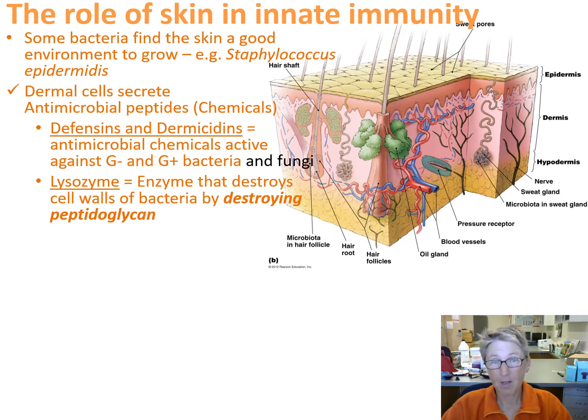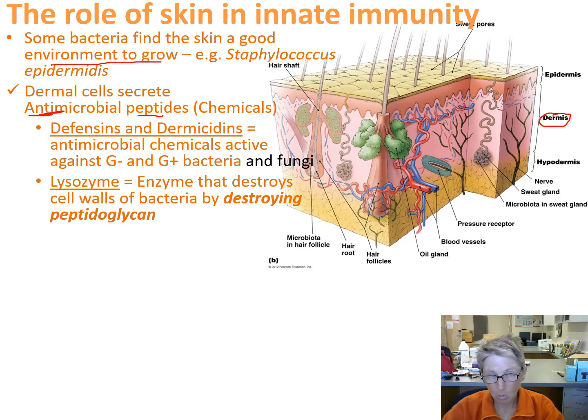Some bacteria find the skin a good environment to grow on, like Staphylococcus epidermidis, but that's a resident normal bacteria. That's not pathogenic to us. Dermal cells: it doesn't show really in this cartoon anything called a dermal cell, but there are cells in the dermis that secrete antimicrobial peptides. They're chemicals, but they're antimicrobe. They're peptides, that just means they're super short proteins, but they can destroy microbes.